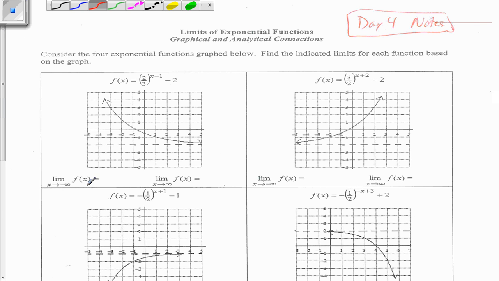So for number one, we want to find the limit of the function as x approaches negative infinity. As I'm approaching this direction towards negative infinity, the function is approaching positive infinity.